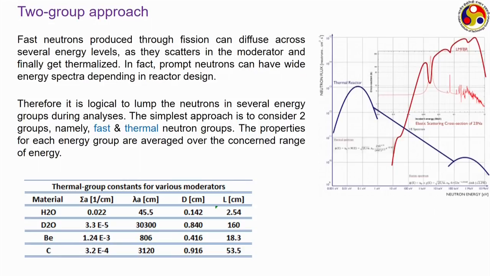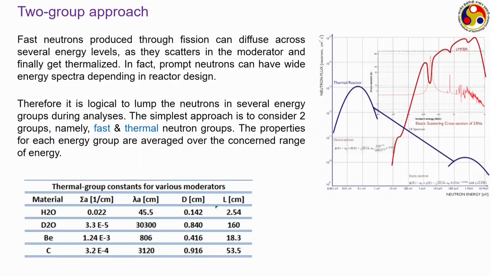These are some numbers which are generally considered for the thermal group neutrons, and they also depend upon the moderator. The first one is the absorption cross section, the second one is just the reciprocal of that, which is the mean absorption mean free path. Then we have the diffusion coefficient, and finally the diffusion length L. L squared is D by sigma A, so from there L can be calculated.